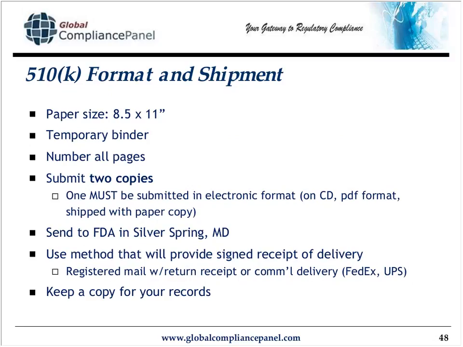You've got to submit 2 copies. One must be submitted in electronic format, and the other doesn't have to be a hard copy. Send them to the agency at the Silver Spring, Maryland address, the national address, not one of your regional locations. And I definitely recommend that you use a method that's going to provide signed receipt of delivery. Registered mail, return receipt, FedEx, UPS, one of those. And also keep a copy for your records. Even if it's just a scanned copy, make sure you have one so that you can speak knowledgeably with the reviewer when they contact you.